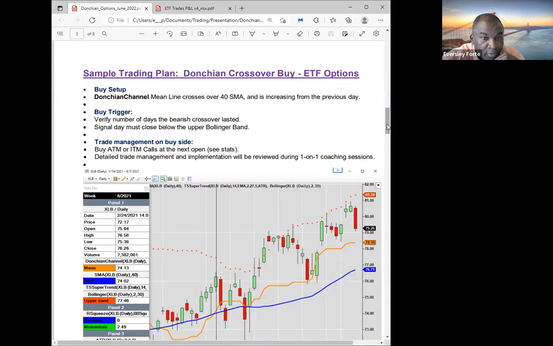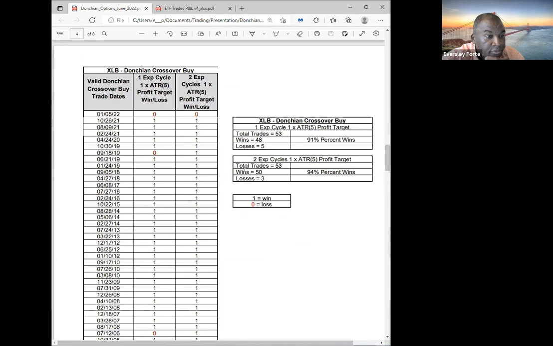We put in a couple of examples of trades you can reference. XLB, the material sector. We had one losing trade this year. But here's how we look at stats. One expiration cycle and two expiration cycles, to determine which one to buy, what the stats are. XLB is one of my favorite ones to trade, the material sector. Through the life of the ETF, 91% wins with one expiration cycle, and with two expiration cycles, 94% wins.